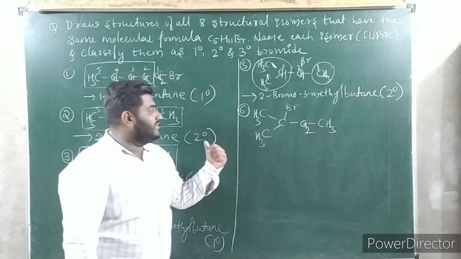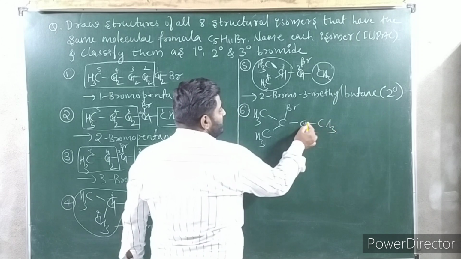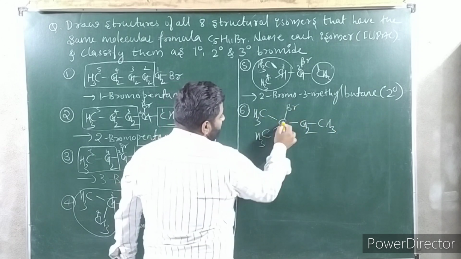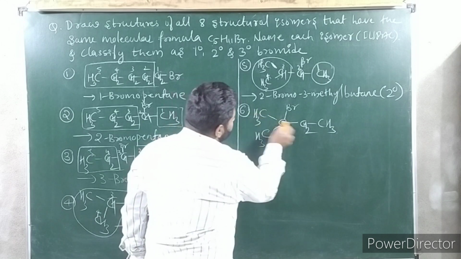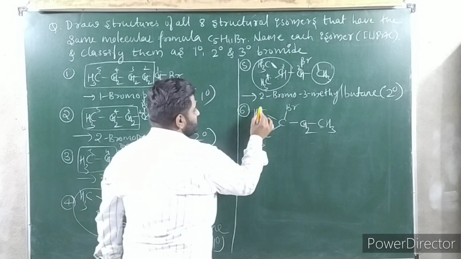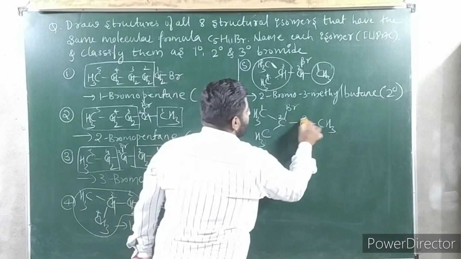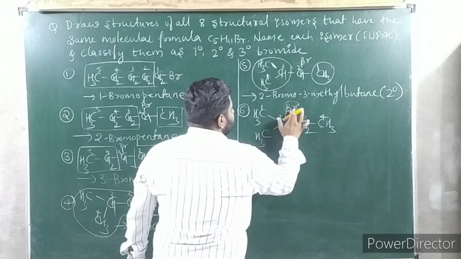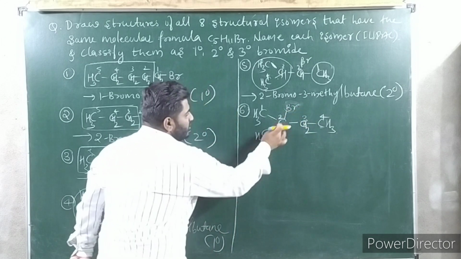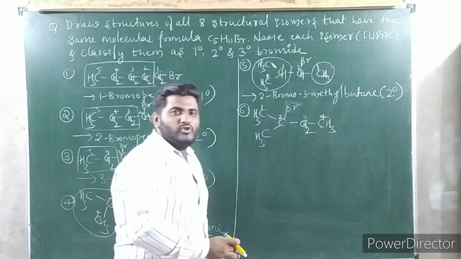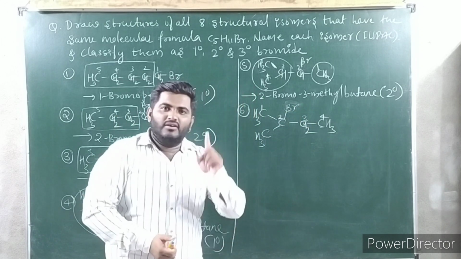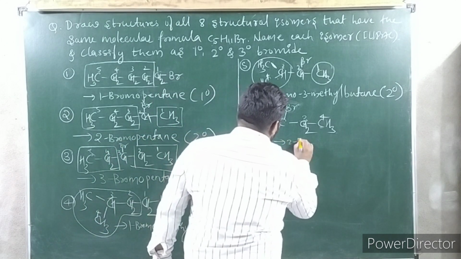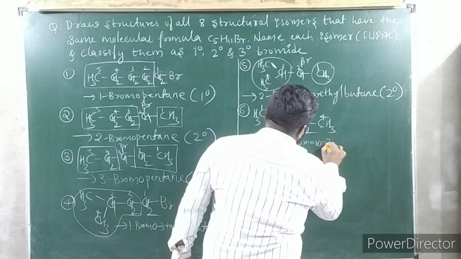Correct or not? So in this case, now numbering: 1, 2, 3, third position bromine. 1, 2, second position bromine. You can choose this one or this one. Okay, I will choose this one. 1, 2, 3, 4. Second position bromine group, second position methyl group. So again 2 substituents: 2 bromo, 2 methyl. Yes. What is the name? 2 bromo, 2 methyl.